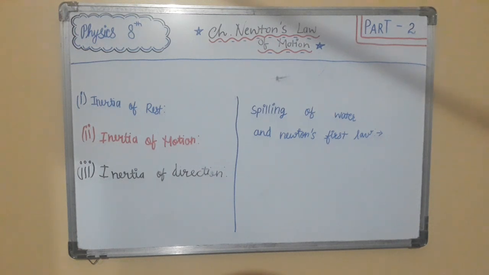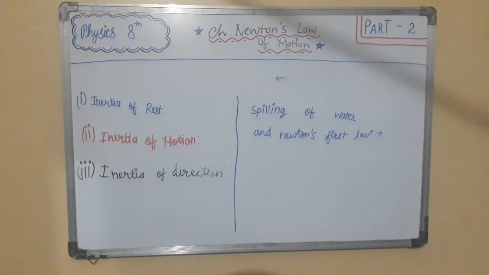Second, when the container is stopped at the end point of the race track, the water in the container continues its motion due to inertia of motion and the water spills. Third, when the container is forced to change its direction to a curved path, the water tries to be in straight line motion due to inertia of direction and spills.